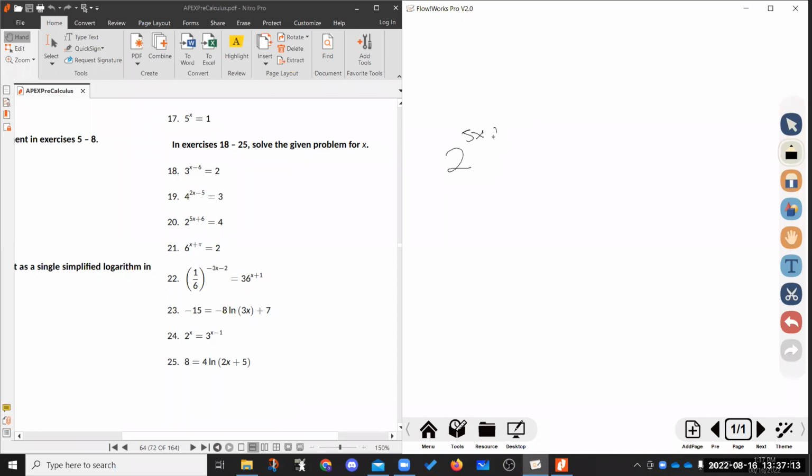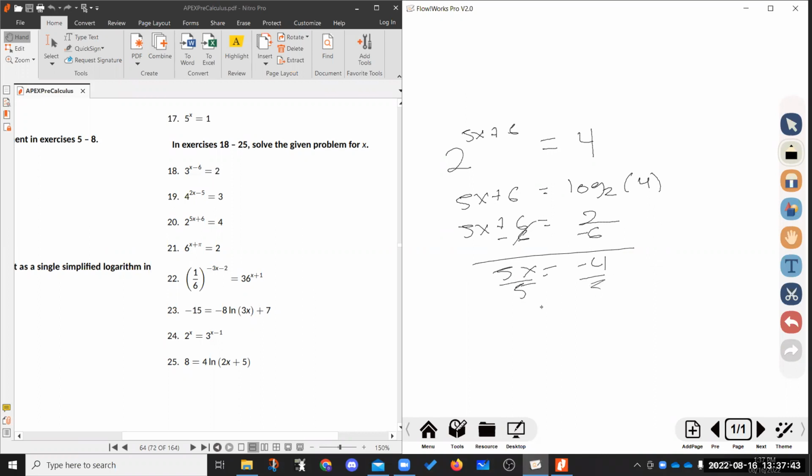2 to the 5x plus 6 is equal to 4. So 5x plus 6 is equal to log base 2 of 4. Remember that 4 is a power of 2, so we can rewrite that. That's 2 because 2 squared is 4. I'm going to subtract 6 from both sides. 5x is negative 4. And x is equal to negative 4/5 or negative 8/10 if you want to express it as a decimal.